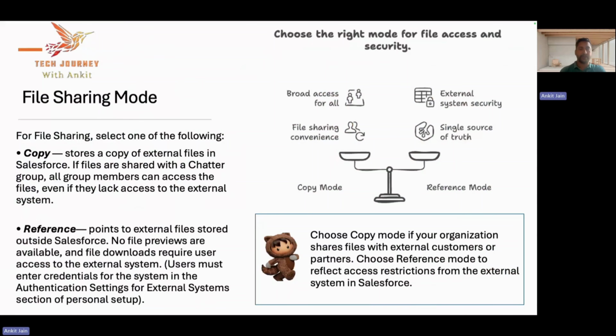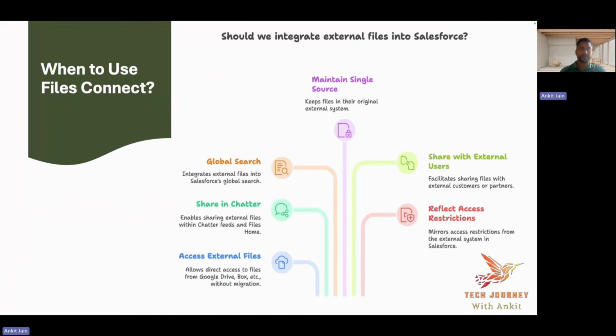So the typical pointers that we generally use to decide when to go for the copy and when to go for the reference are: choose copy mode if your organization shares files with external customers. Choose reference mode if you want to reflect the access restrictions from the external system while sharing the file. So in case of a requirement, you have to evaluate what kind of sharing mode will work for you.